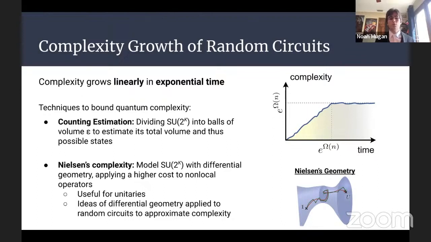Using these techniques, we find that the complexity of these random quantum circuits does grow linearly in exponential time, mirroring the growth of a black hole volume, just as a random quantum circuit exhibits the same scrambling techniques. As such, complexity of random quantum circuits is a very useful toy model to understand CV duality in the context of black holes.